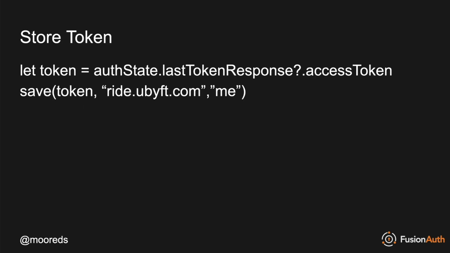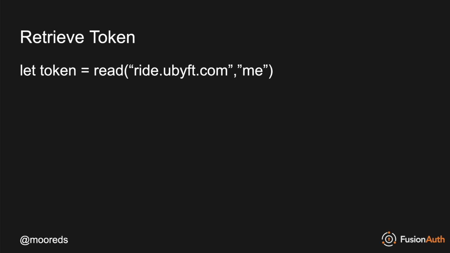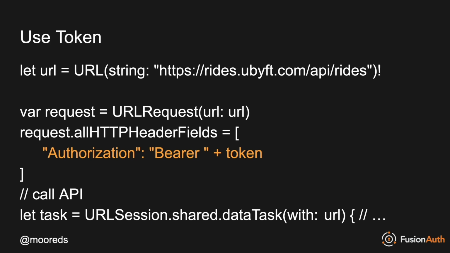Here's how you could store the token on iOS. This is just some Swift code. You're getting back the access token. This is a result of an app auth call. And then you're calling save, which is just a function that you've written. Then you're saving it off after you associate it with a certain API endpoint. Then you can read the token back later when you need it. And then you can actually present the token to a given API endpoint. Here we're adding it as a bearer token in the HTTP header.